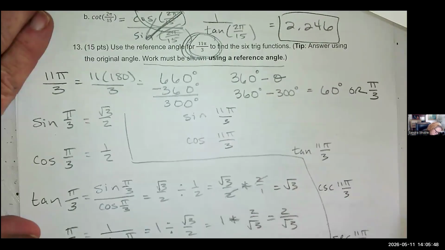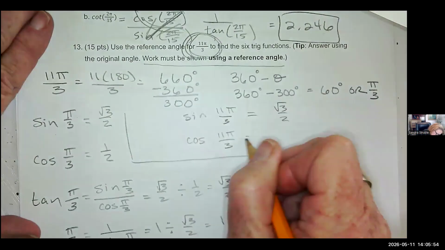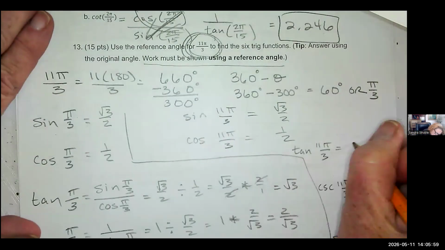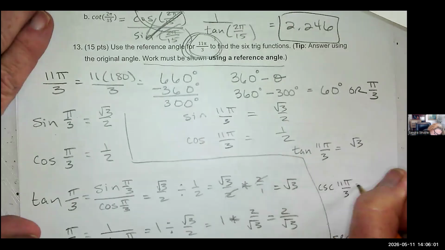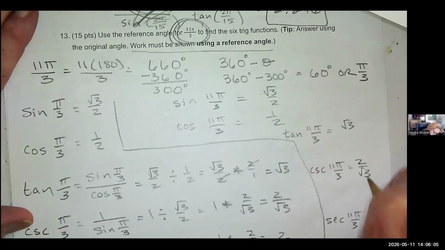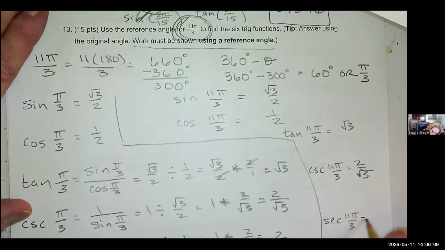All right. So sine is square root of 3 over 2. Just rewrite all this. We'll fix the signs here in a minute. Tangent is square root of 3. Cosecant is 2 over the square root of 3. Secant is 2. And cotangent is 1 over the square root of 3.